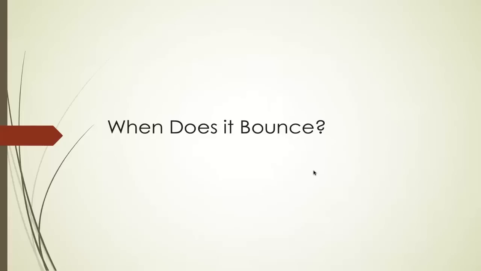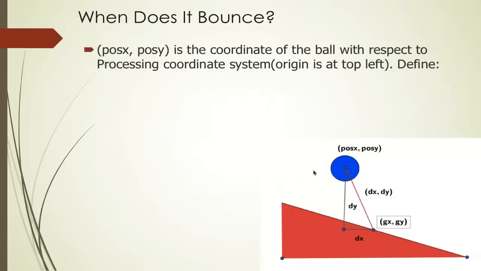Okay, so let's see how this is going to work. When does it bounce? Here we go. I look at the ball position. So pos x, pos y is the coordinate of the ball with respect to, again, the top left corner as the origin. This is the Processing coordinate system. So that's the absolute position of the ball. Here's the ground segment. So gx, gy is the center of the ground segment. We're going to view this as the new origin. Again, this is the absolute position of the ball, and this is the position of the middle of the ground segment.